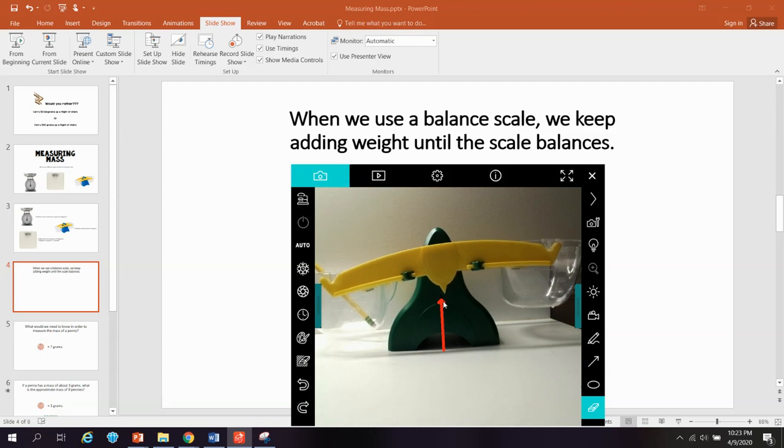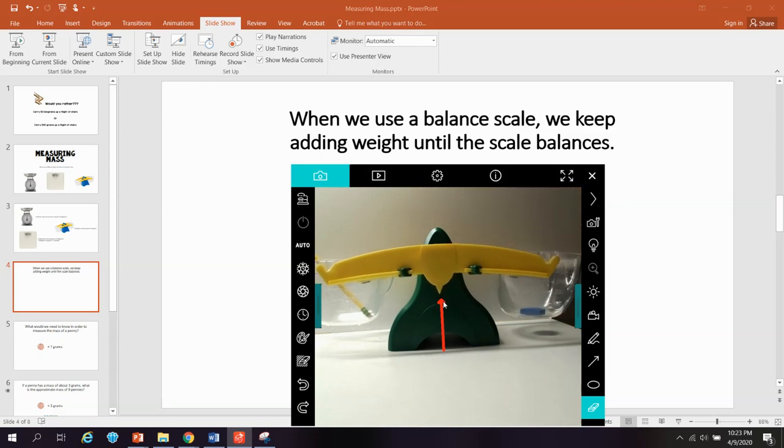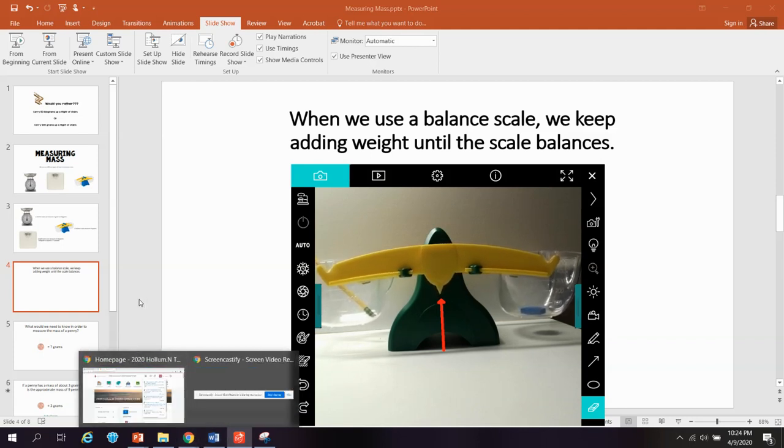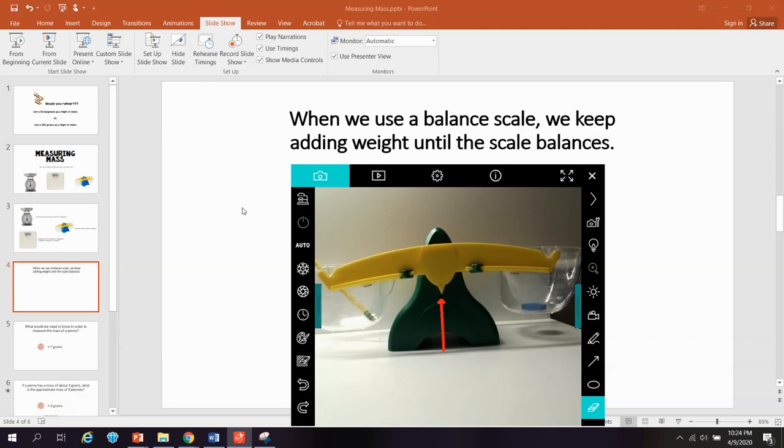So let me try the 5 grams. Remember, that was the blue one. And if we look, it's going to stop wiggling in just a minute. Okay, we can see that the pointer is pretty close to the middle. So I'm going to say that the pencil is about 5 grams. That's the mass, okay? And we're using the balance scale as our tool.